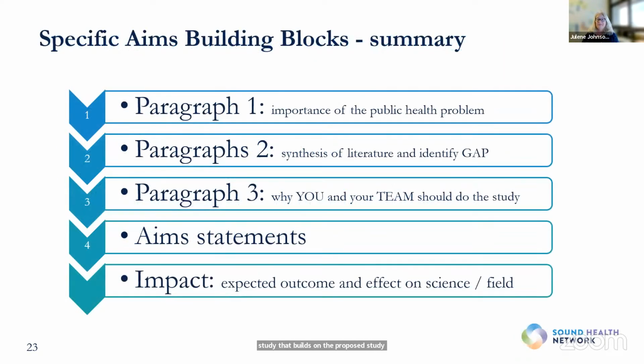So to summarize, paragraph 1 highlights the importance of the public health problem. In paragraph 2, you do a synthesis of the literature and identify the gap in the literature that your grant will fill. Paragraph 3 highlights why you and your team should do the study. The aim statements come next, and then followed by the impact text, which is the expected outcome or the effect on the science or the field.